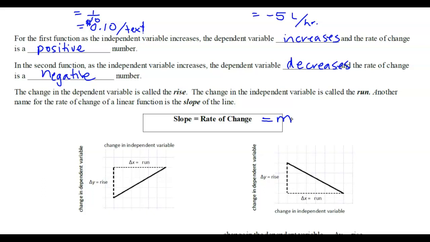Another thing to think about: the change in the dependent variable is called the rise. That's vertical. And the change in the independent variable is called the run, because we can run horizontally, right? So another way of calculating this is rise over run. So what's the rise and what's the run, going from left to right?